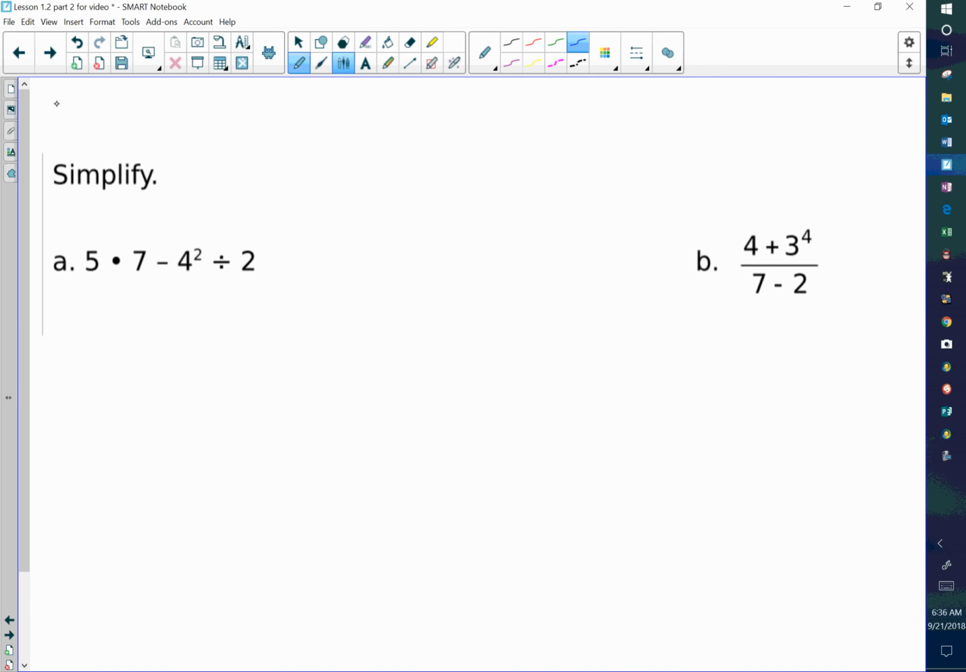All right, copy down these two. We'll call this example 2. Try those on your own, and then pause the video and resume when you're ready.